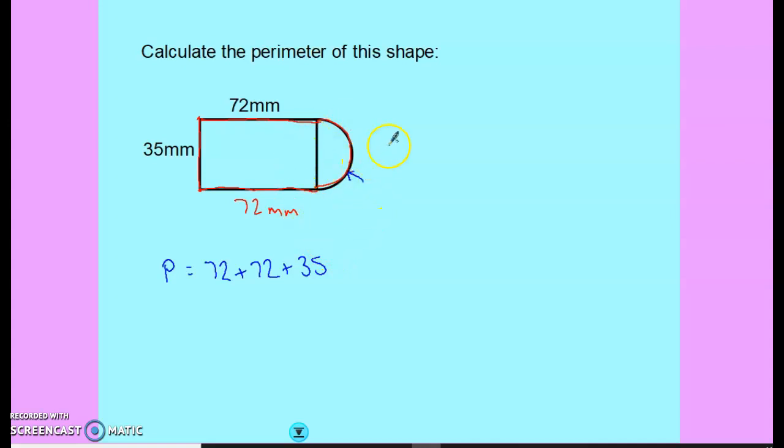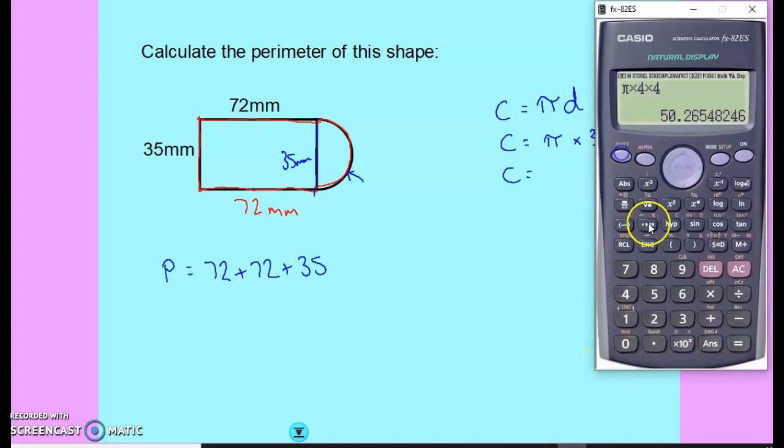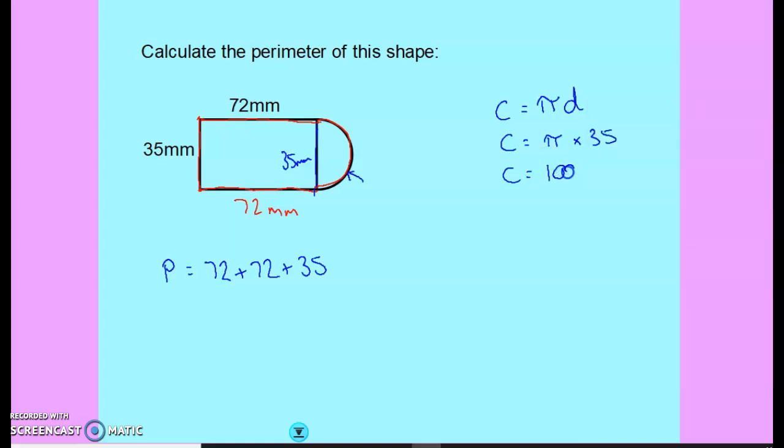Now that's part of the circumference of a circle. To work out the circumference of the circle, we use the formula C equals pi d. The diameter of this circle, this distance here from side to side, is 35 millimeters. So to work out the circumference, I'm doing pi times 35. That gives me 109.96 to 2 decimal places.